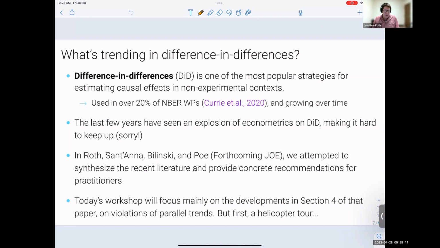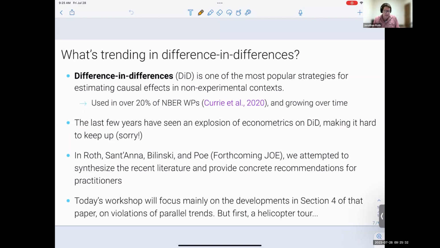So given the wave of recent differences papers, I did joint work with Pedro Santana, Alyssa Belinsky, and John Poe to try and synthesize the recent literature on differences and provide some concrete recommendations for practitioners.